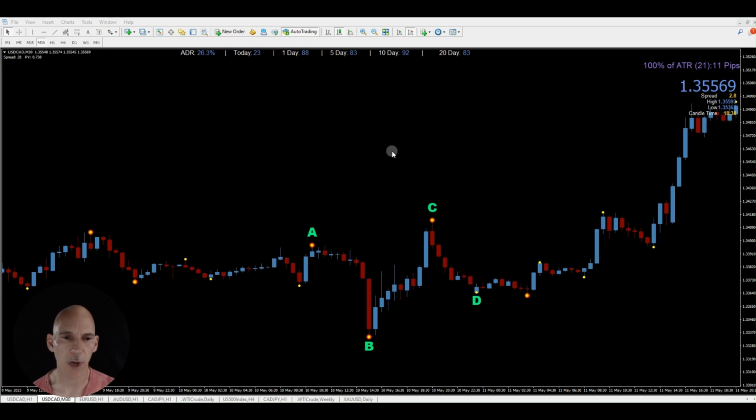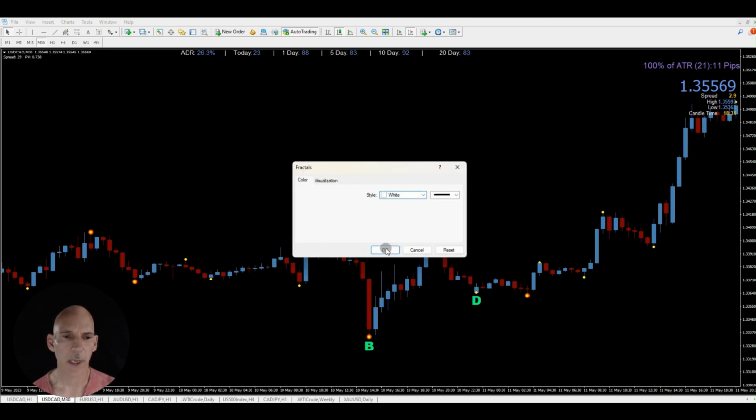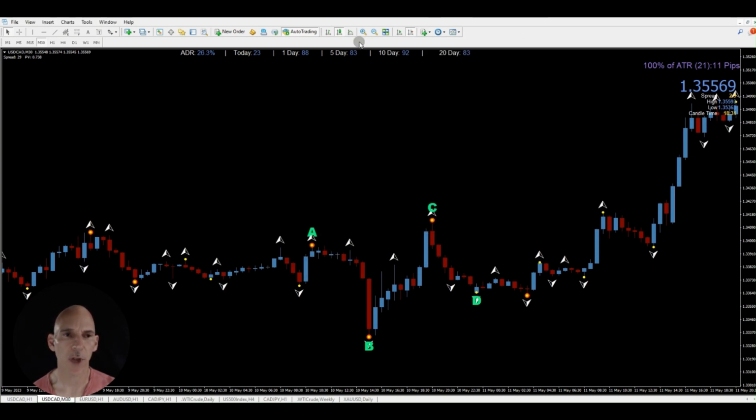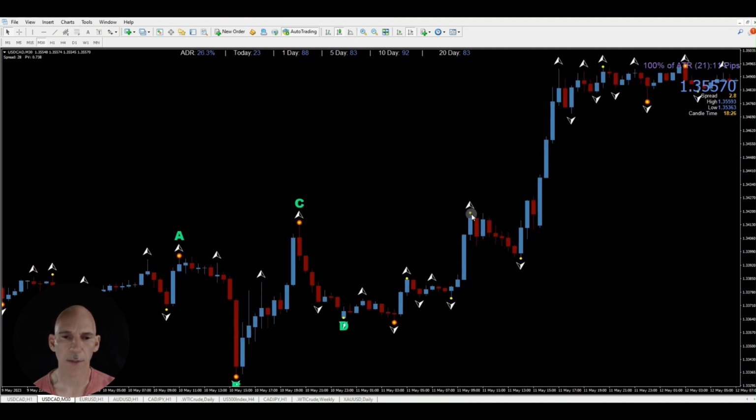So if we look down on our chart here, before we do anything, let's talk about Bill Williams and his fractal indicator. If we go up here, Bill Williams, fractals, and we put on his indicator on this chart and then tighten it up a little bit, you notice you have all these white arrows. Each one of these is a fractal. Let's blow this one up here and look at this fractal.